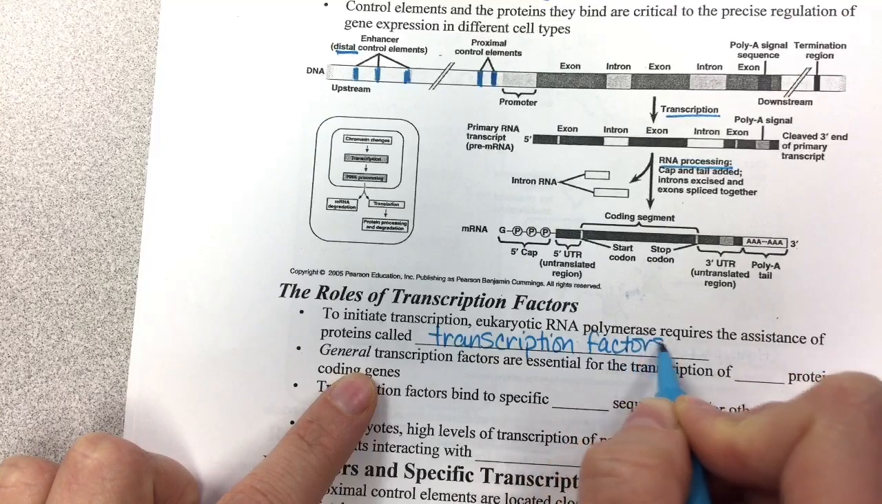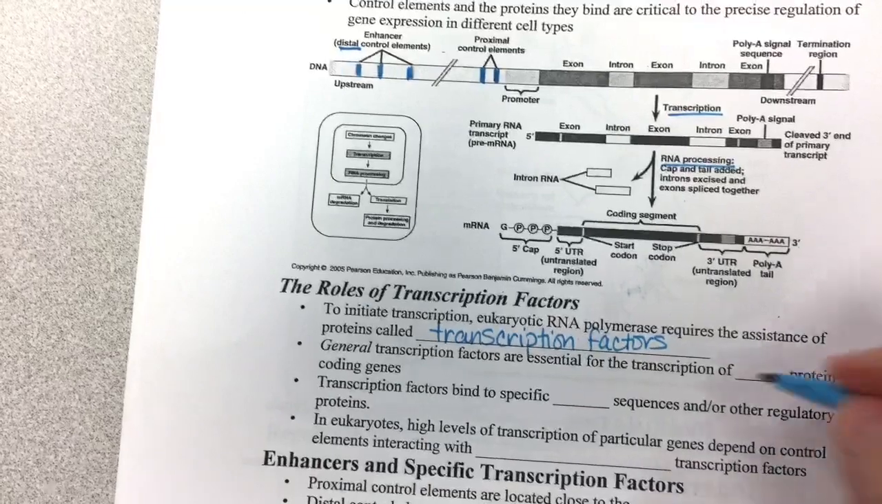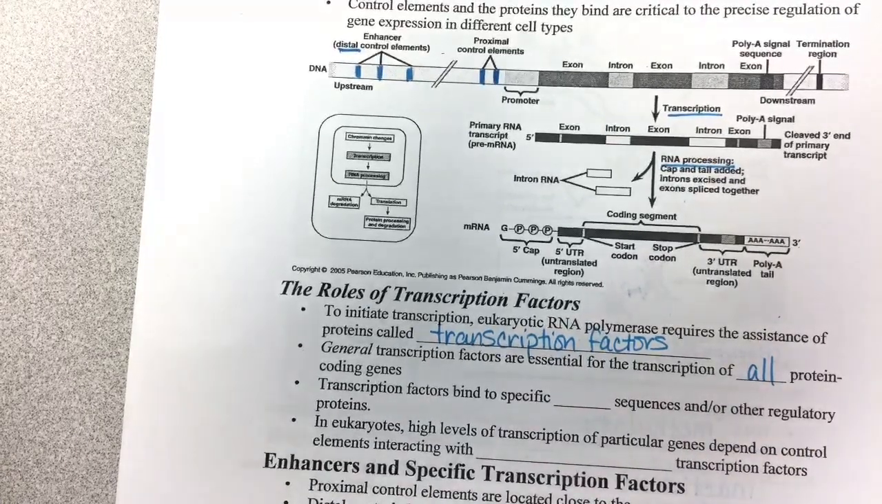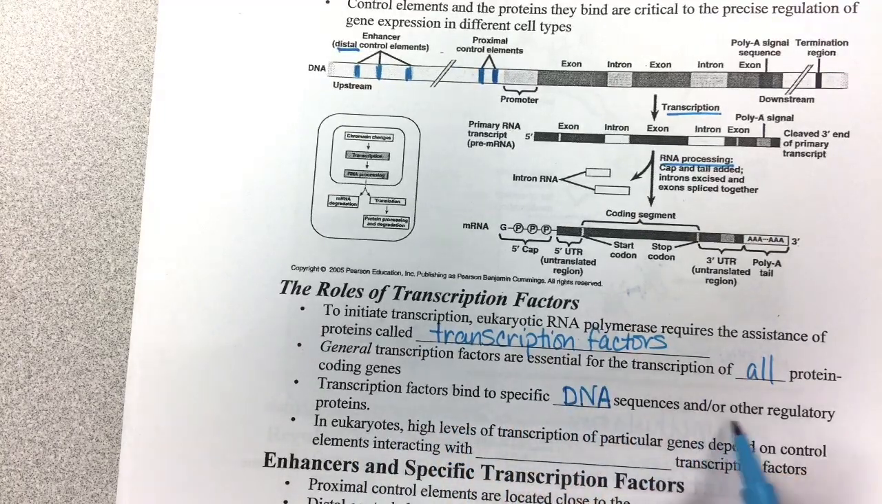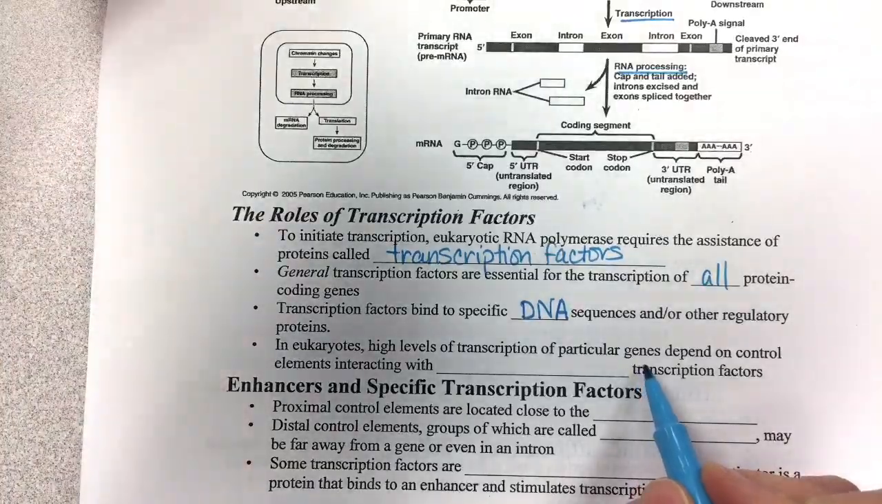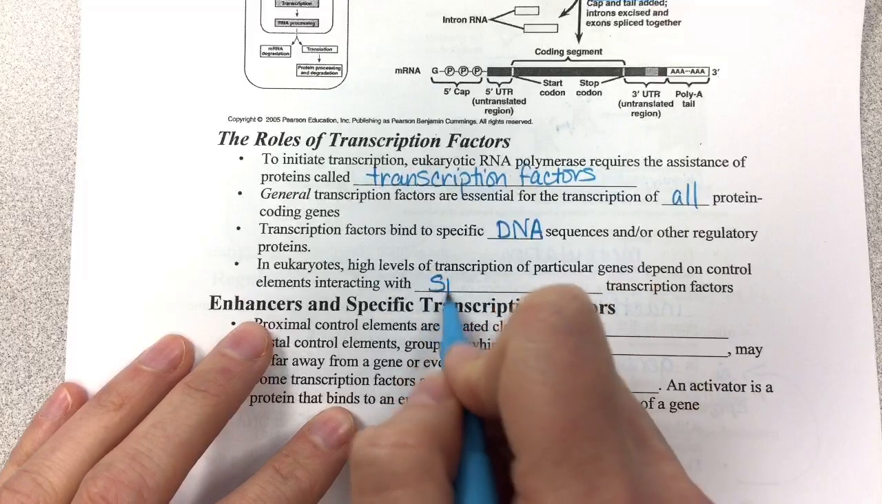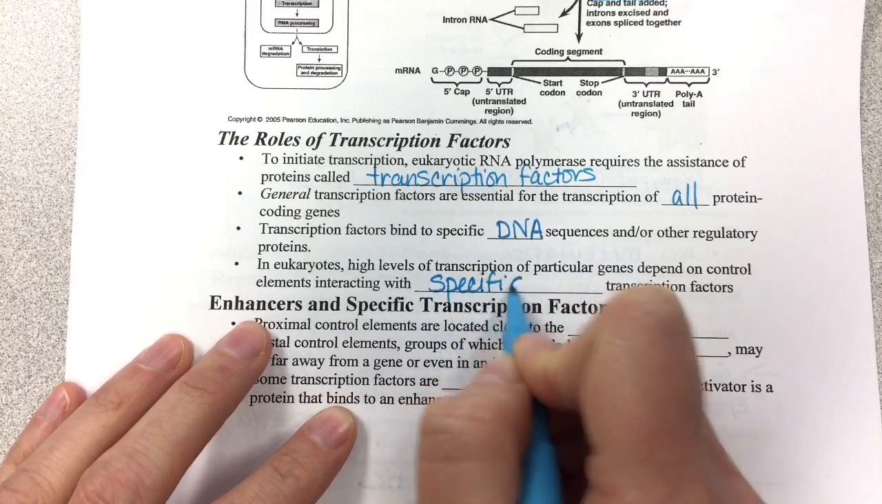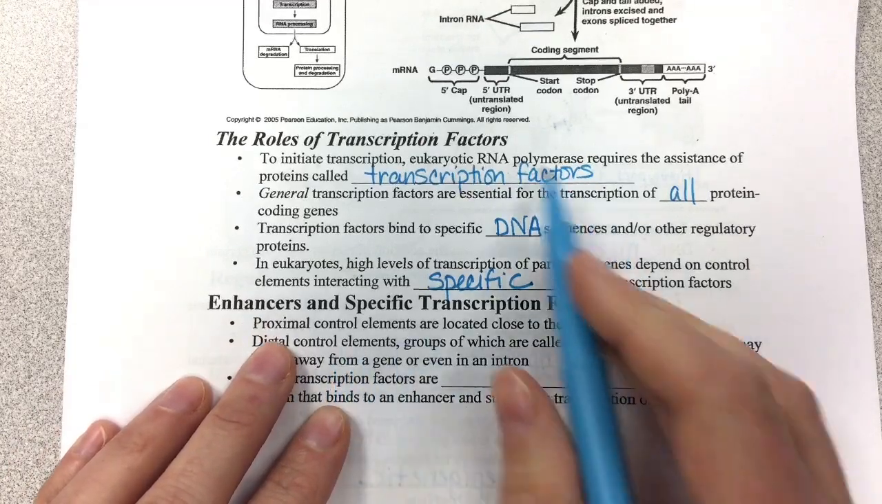General transcription factors are essential for the transcription of all protein coding genes. Transcription factors bind to specific DNA sequences and/or other regulatory proteins. In eukaryotes, high levels of transcription of particular genes depend upon control elements interacting with specific transcription factors. So let's build on that.